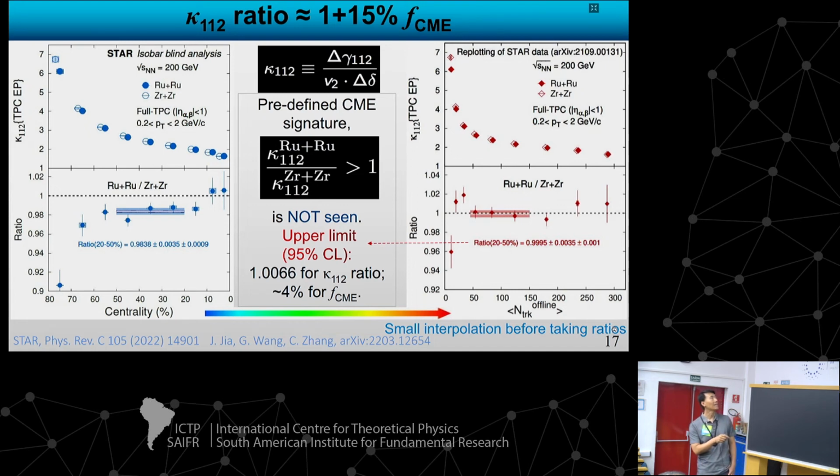Then we can have some estimation, because this kappa ratio is related to FCME, the fraction of the CME. There's a factor of 15%, the magnetic field square difference. If we switch the x-axis from centrality to multiplicity, we can see everywhere now it's consistent with unity. And we can convert the error bar into an upper limit. So with 95% confidence level, we found that the upper limit of FCME is around 4%. It's a very low signal fraction.